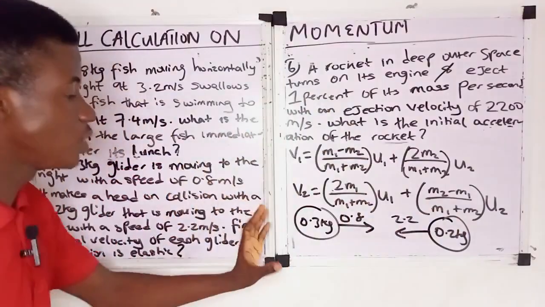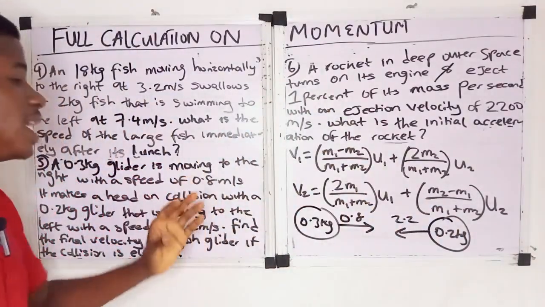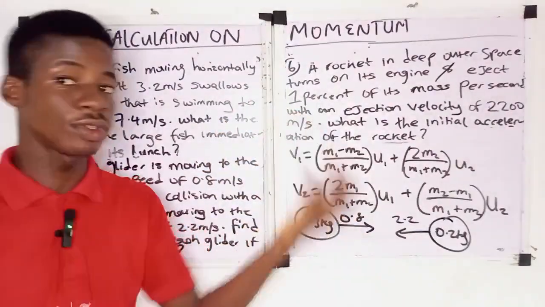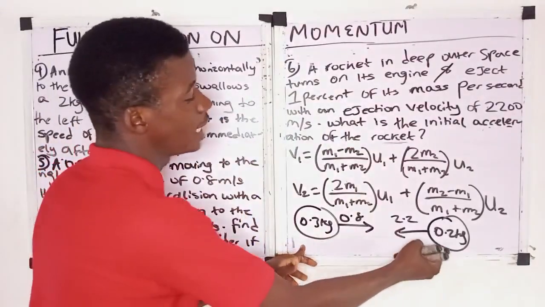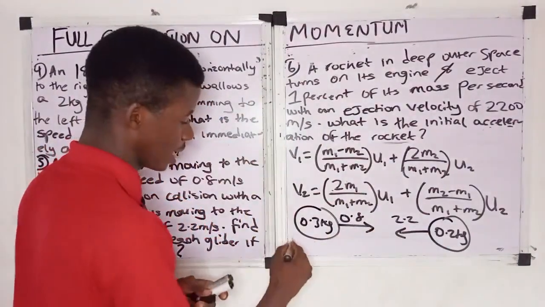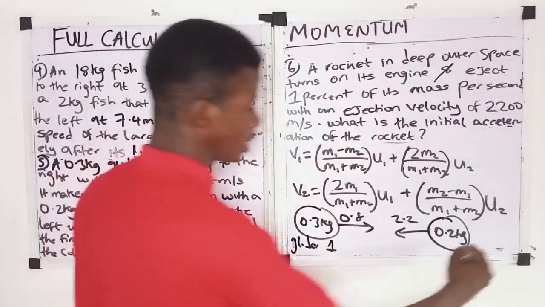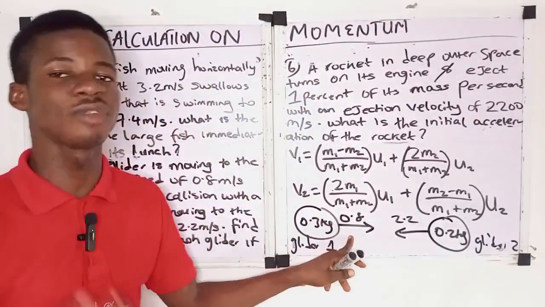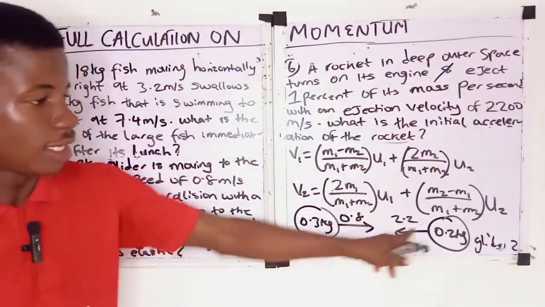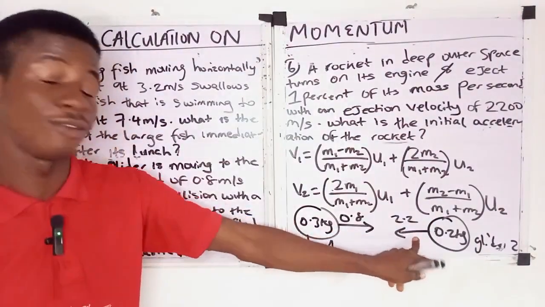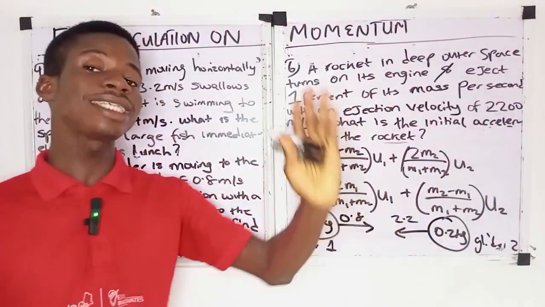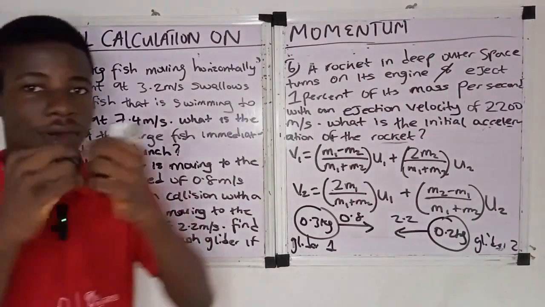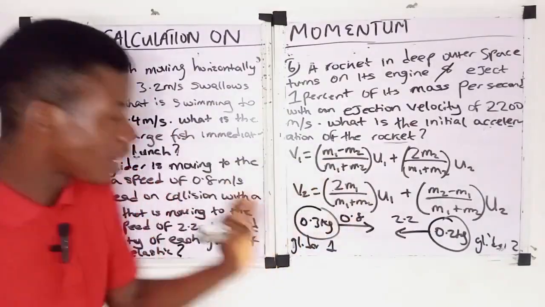If you look at this question, normally under elastic collision, both bodies are initially moving. Initially, this is glider 1, then this is glider 2. Glider 1 is moving with a speed of 0.8, right? Yes. Glider 2 is moving with a velocity of 2.2. Now, after they collide, since the collision is elastic, they will bounce off.